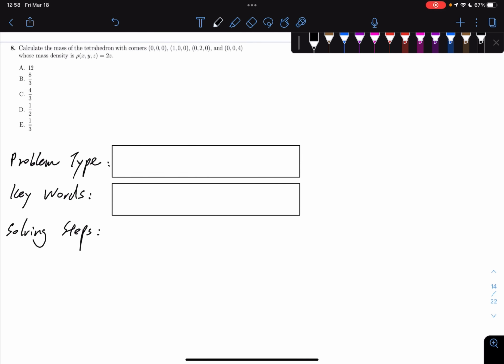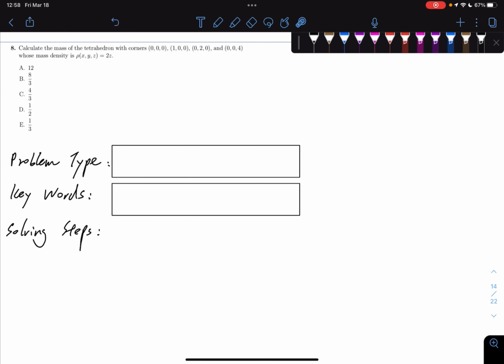Question number 8. Calculate the mass of the tetrahedron with corners of these 4 points whose mass density is rho equals 2z. So the main giveaway of this question is its density, right? It's 2z, and its rho is in the xyz coordinates. And also it's a tetrahedron.